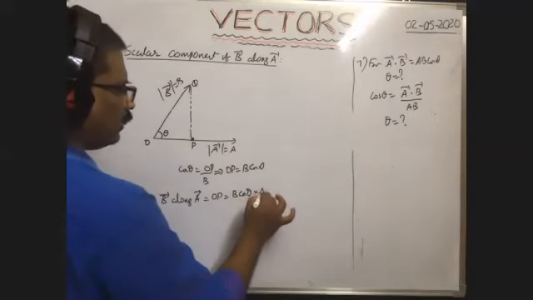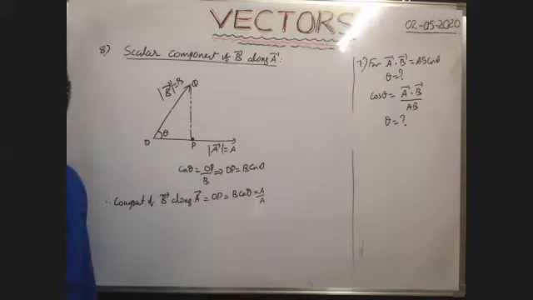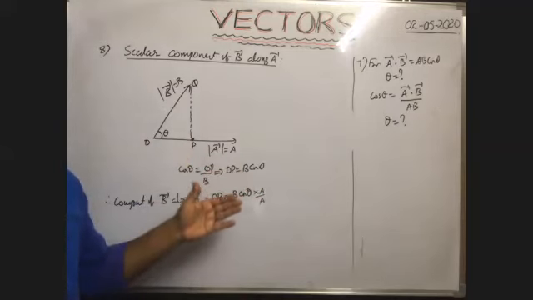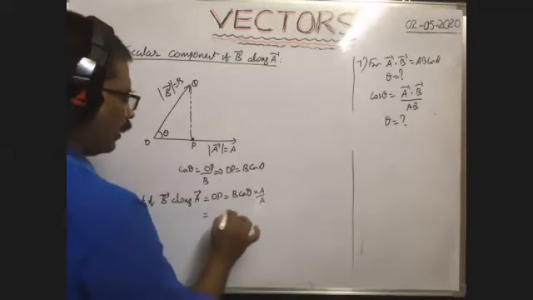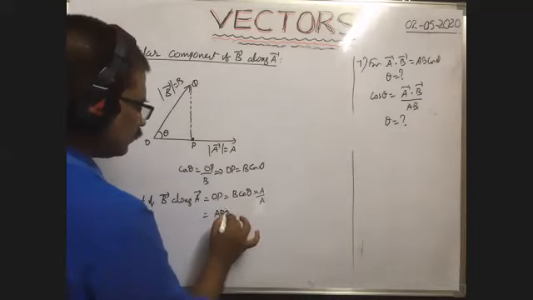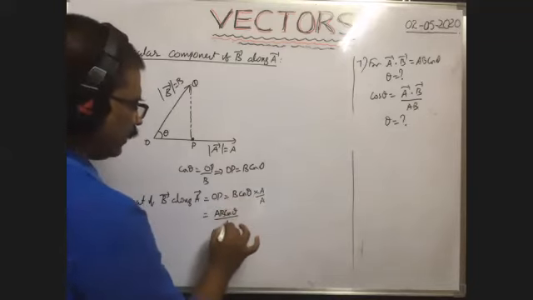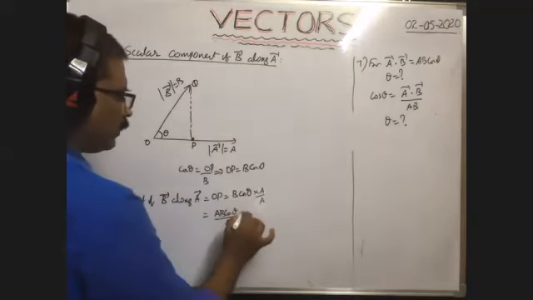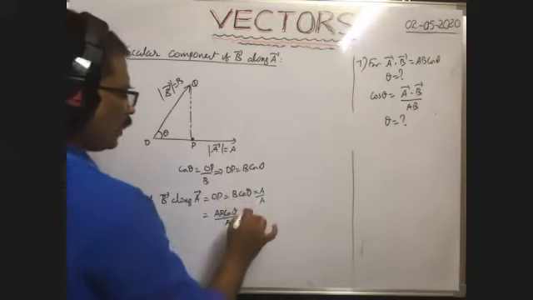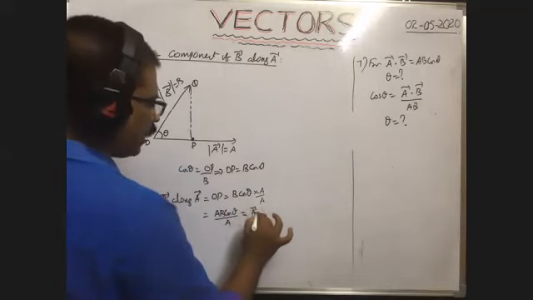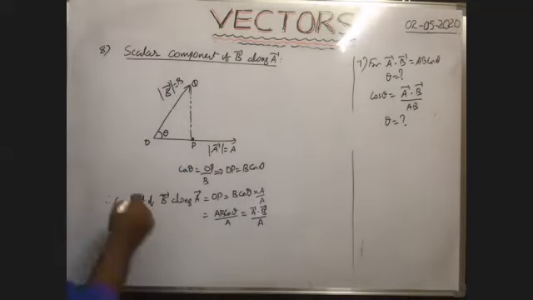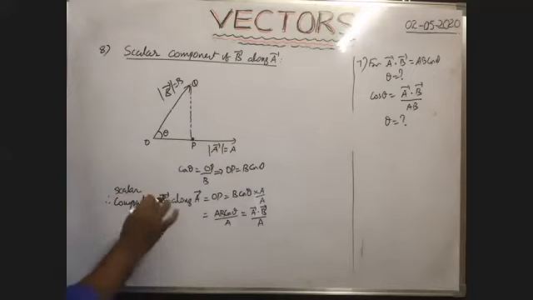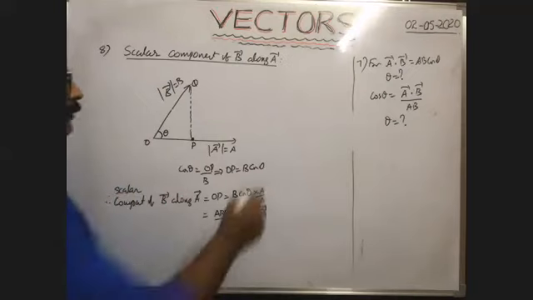You multiply with A and divide with the magnitude of A. It makes no difference. So this is equal to AB cos theta by A, because A into B cos theta by A. Because A and B are given in vector form, AB cos theta can be written as a bar dot b bar, divided by A. This is the scalar component of b bar along a bar.